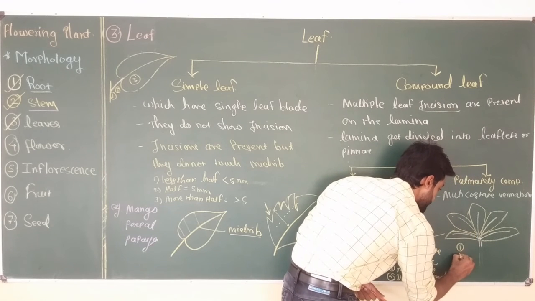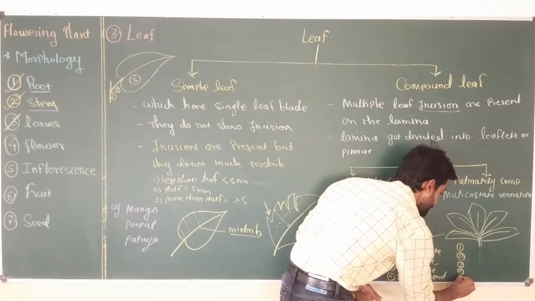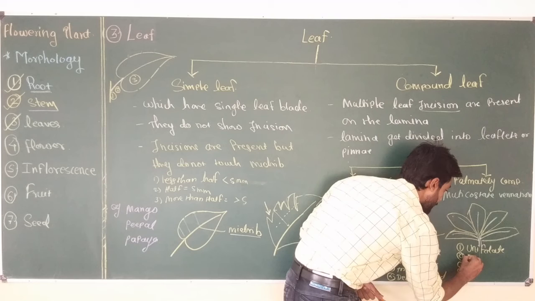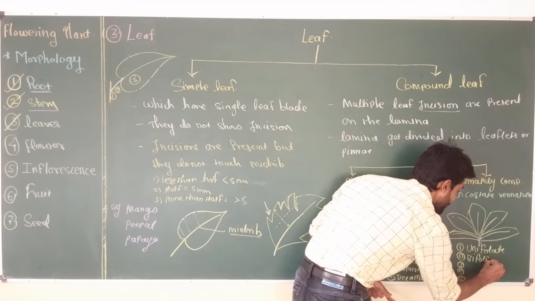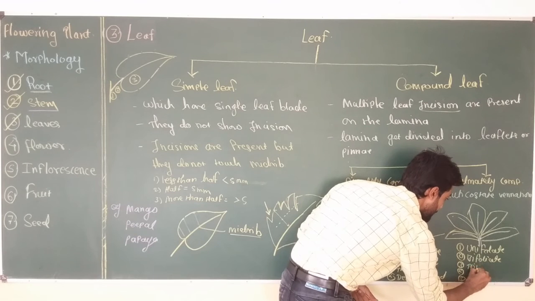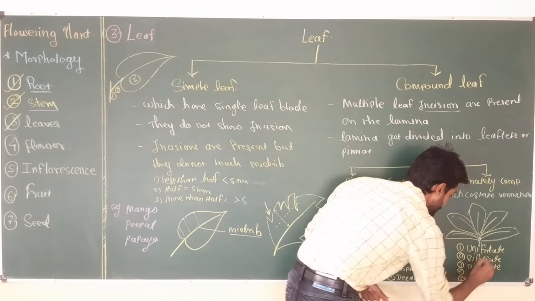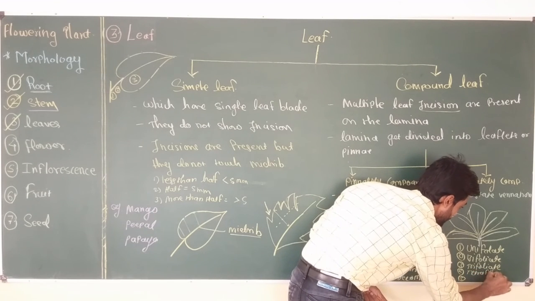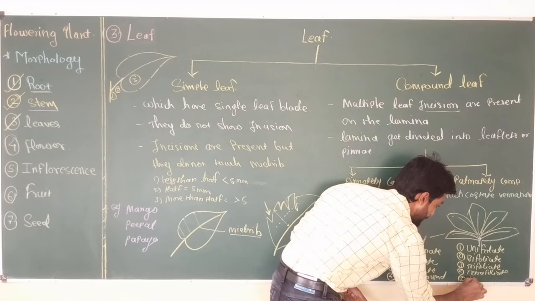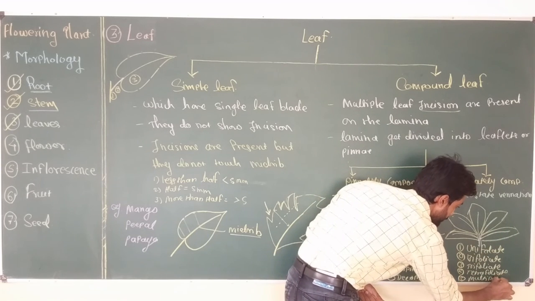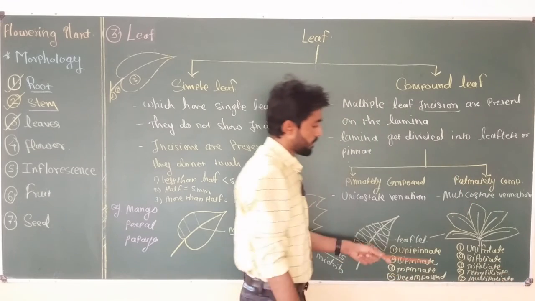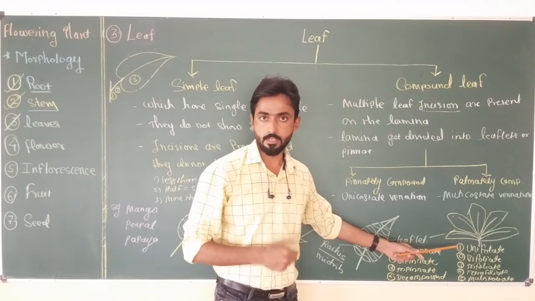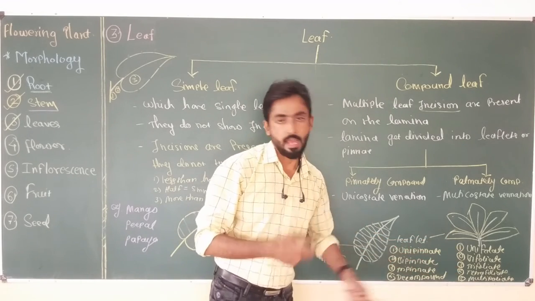So the five types are unifoliate, bifoliate, trifoliate, tetrafoliate, and multifoliate. So this palmately compound leaf is divided into five types, that is unifoliate, bifoliate, trifoliate, quadra or tetrafoliate, and multifoliate.